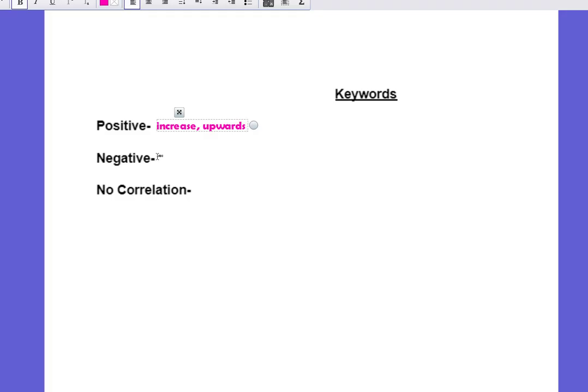And for negative, it would be the opposite of that. We have decreasing and downwards. And for no correlation, they can also say no relationship, no connection. So go ahead and get those words down, and then we'll move on to some actual word problems.